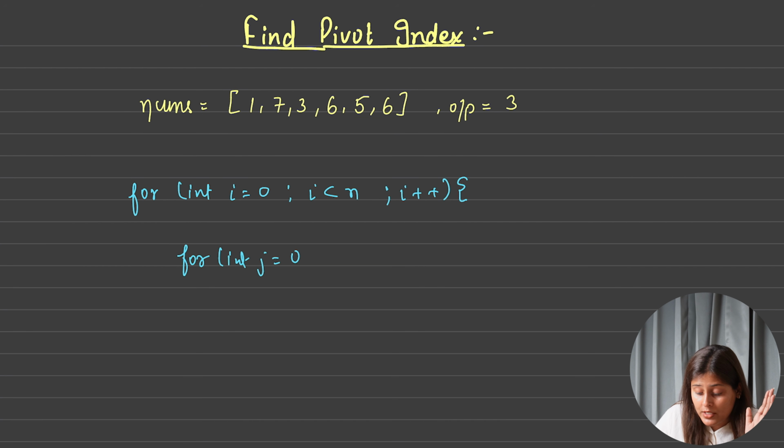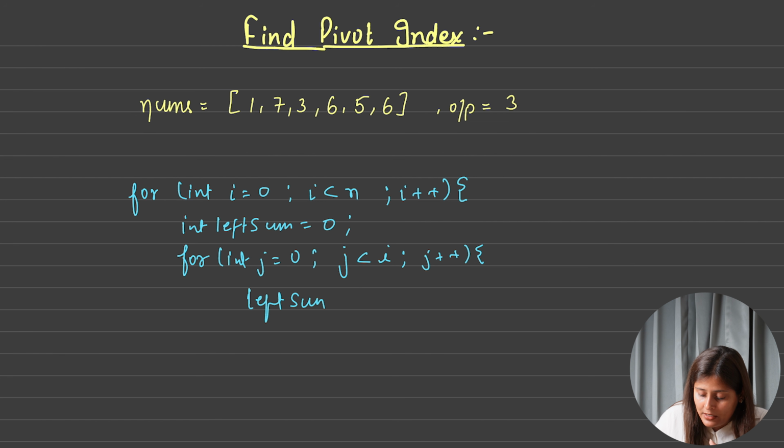I want to run from 0 till where? j less than i. Yes, because I want it to run till i minus 1, so hence less than i, and then j plus plus. Now what I want to do with this j index? I want to calculate the summation in the left sum, so I have to create a left sum variable also. So I will create int left sum variable initialized with 0, correct? And now in the left sum, I will keep on adding my nums of j index value.